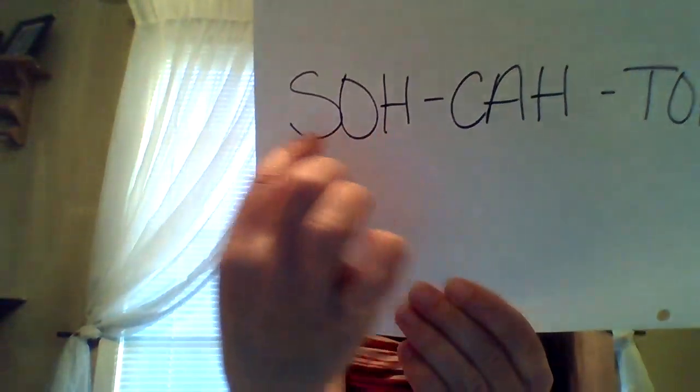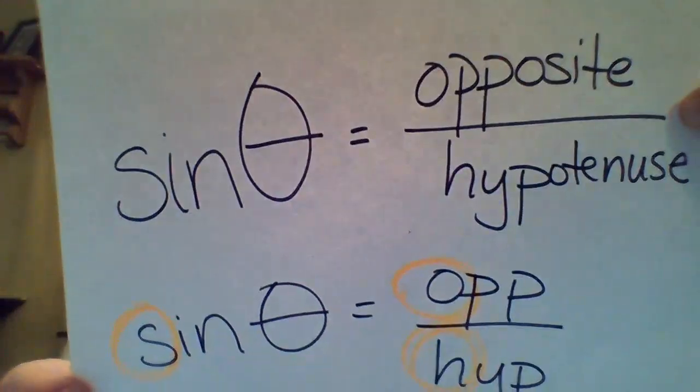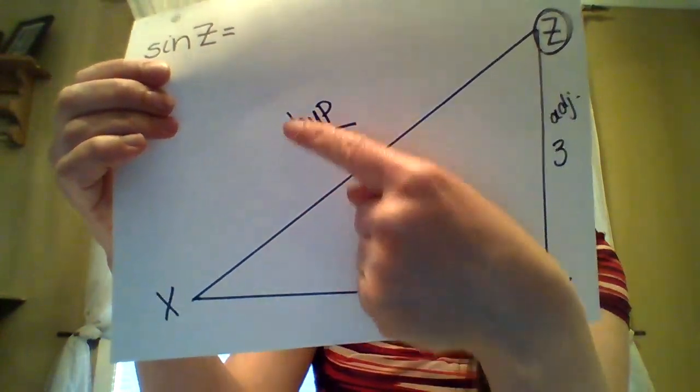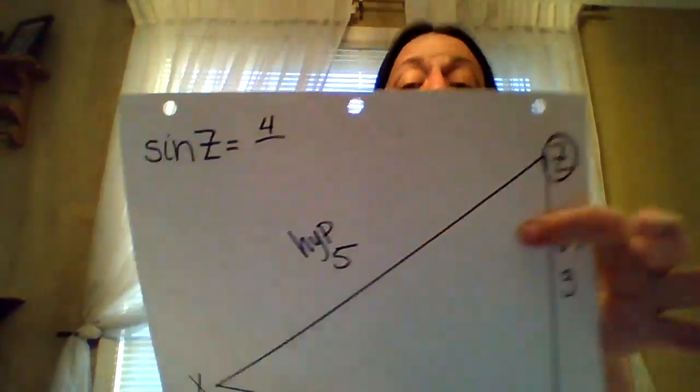Now, if we pull back up and think about SOH, S-O-H, S stands for opposite over hypotenuse. So let's look at our triangle again. What did we label? What one of our legs says opposite next to it? 4. Thank you. 4 is our opposite, and our hypotenuse is 5.